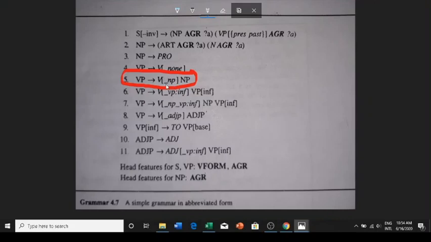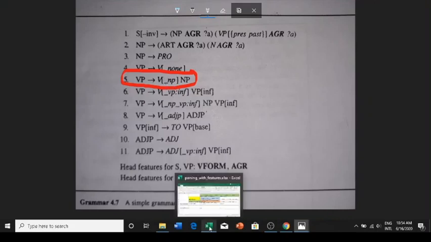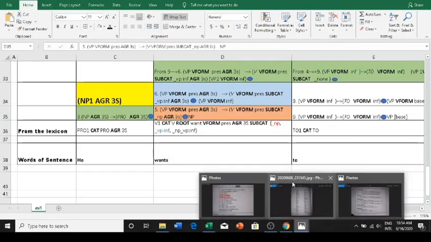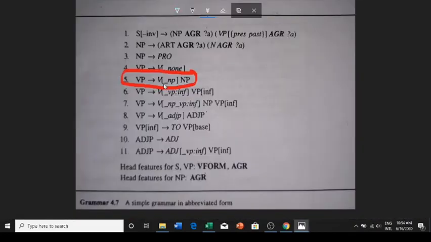So this is a plausible rule. So we will see that. So that rule is written here, and again the right hand side of that rule is instantiated with the lexicon entry of ones. So we will write the vform value is present and subcategorization value is _np and AGR is 3s. And note that rule has got two parts on the right, a verb part and a noun phrase part, right?